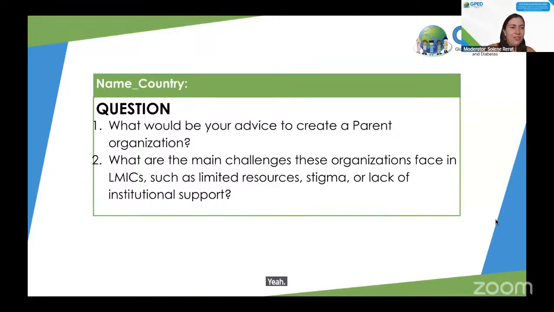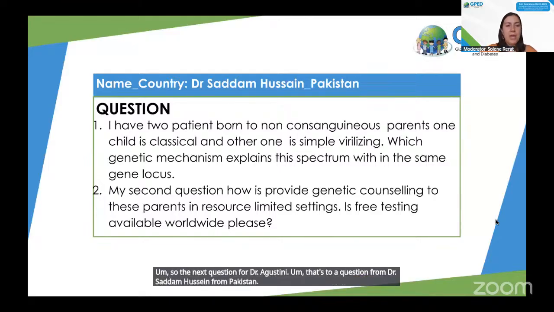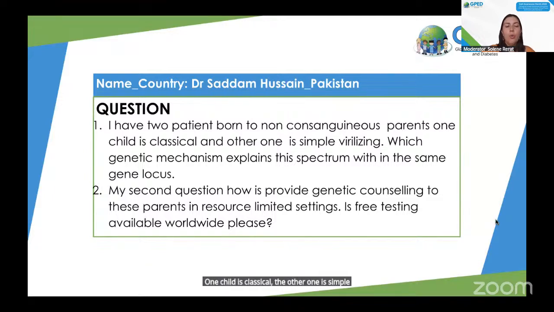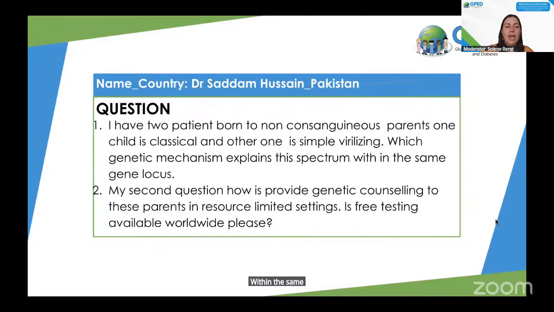Yeah, that was one of my next questions that we'll discuss later a bit further. So the next question for Dr. Agustini, that's two questions from Dr. Saddam Hussein from Pakistan. I have two patients born to non-consanguineous parents. One child is classical, the other one is simple virilizing. Which genetic mechanism explain this spectrum within the same gene locus? And linked to it is how you would provide genetic counseling to these parents in resource limited settings, and if you had any link for free testing.